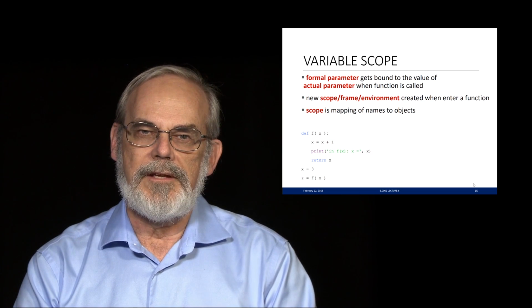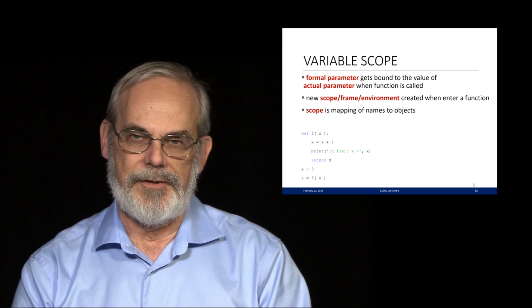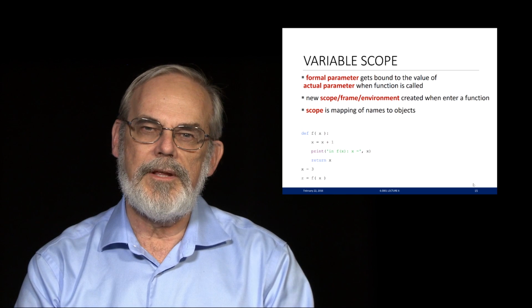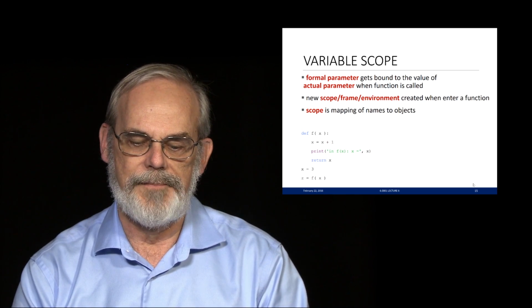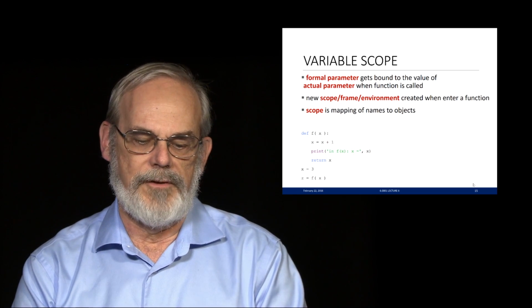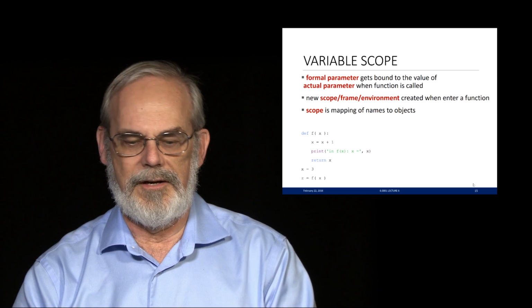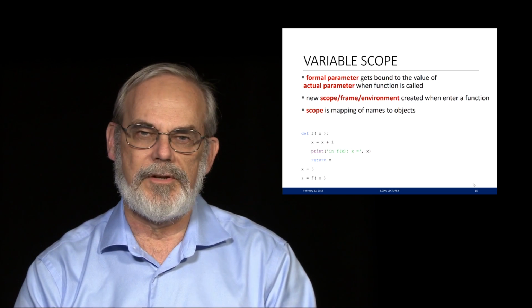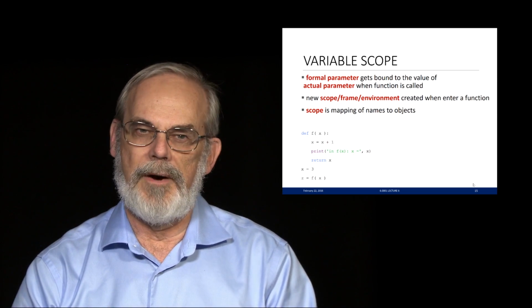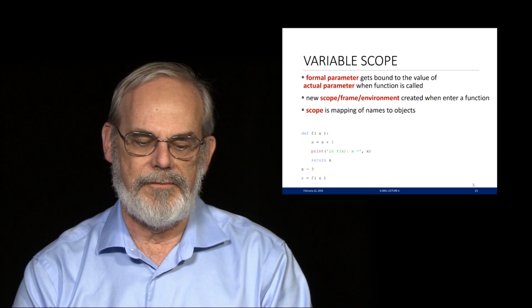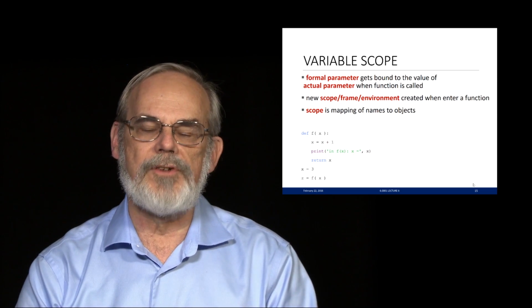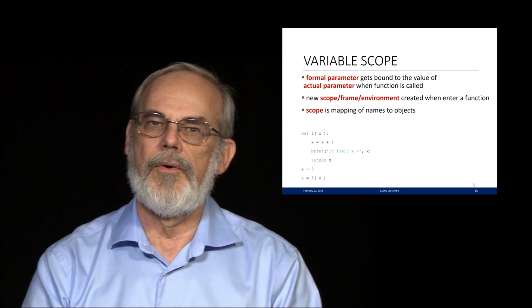As I've already said, the key idea is each formal parameter, in this case I only have one, is going to get bound to the value of the actual parameter when the function is called. And then when I call a function, I'm going to create a new environment, sometimes called a frame or a scope, a new place in which I'm going to bind variables and relative to which I'm going to evaluate the body of the function. Think of that scope as a mapping of names to objects.